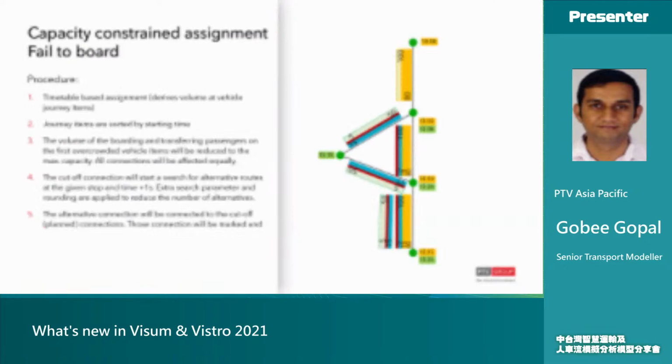So, quickly, how does capacity constraint assignment with fail to board work in VISUM? The procedure: timetable assignment derives volume on vehicle journey items. Journey items are sorted by starting time, and the volume of boarding and transferring passengers on the first overcrowded vehicle journey item will be reduced to the maximum capacity. All connections will be affected equally. The cutoff connections will start a search for alternatives at the given stop and time plus 1 second. Extra search parameters, such as rounding, are applied to reduce the number of alternatives. The alternative connection will be connected to the cutoff planned connection, and those connections will be marked.